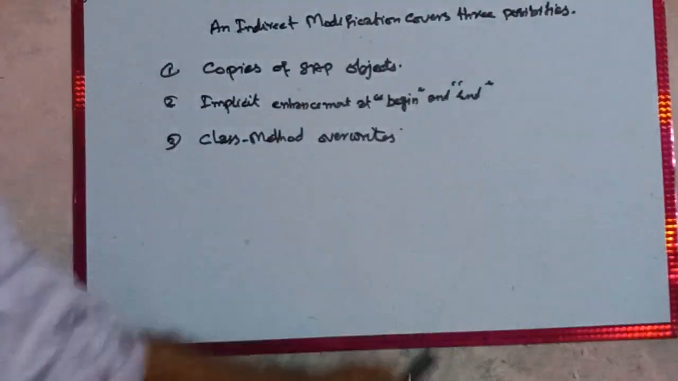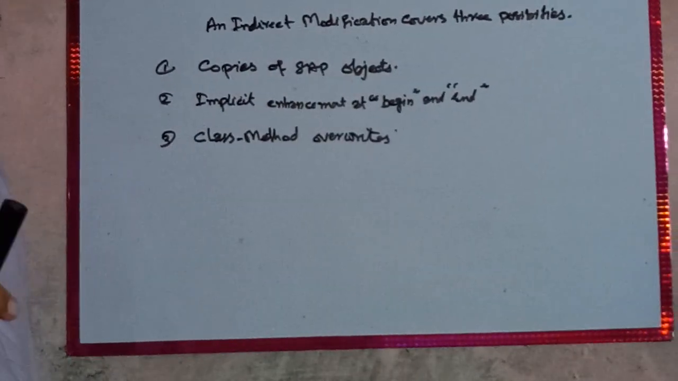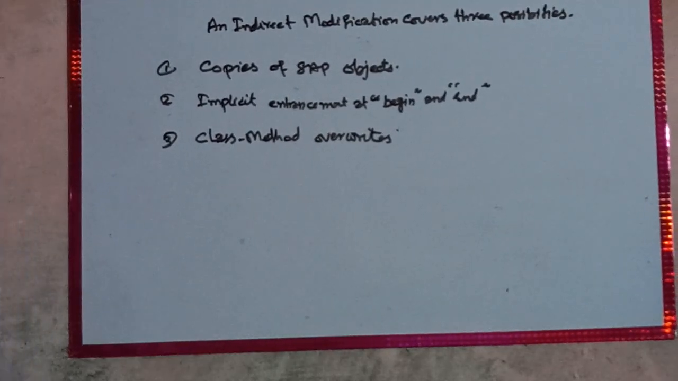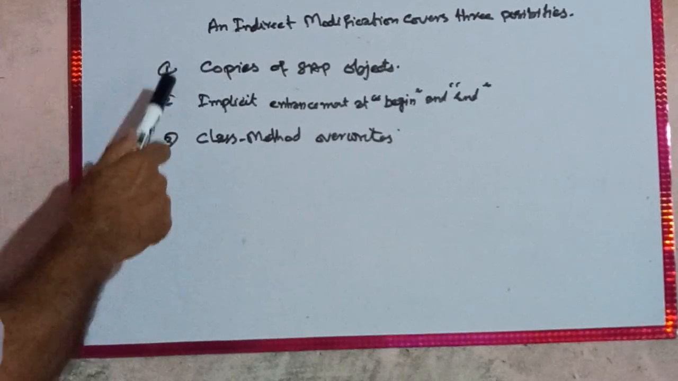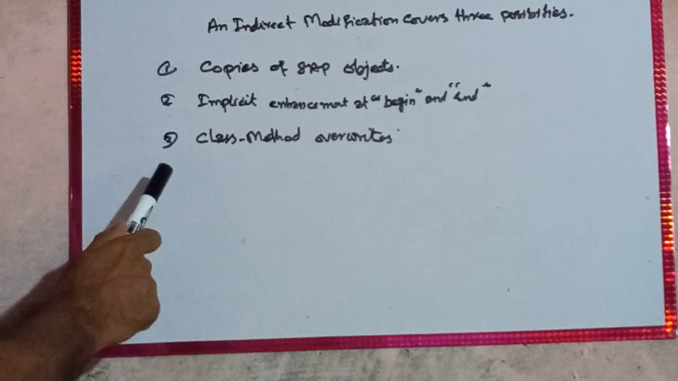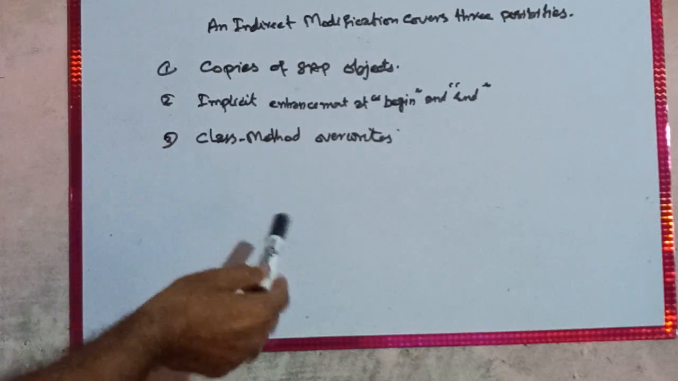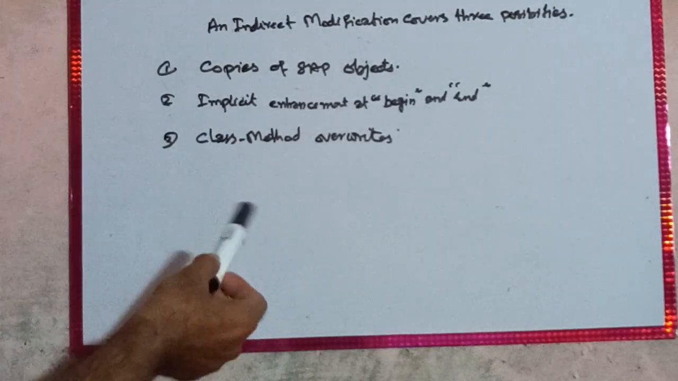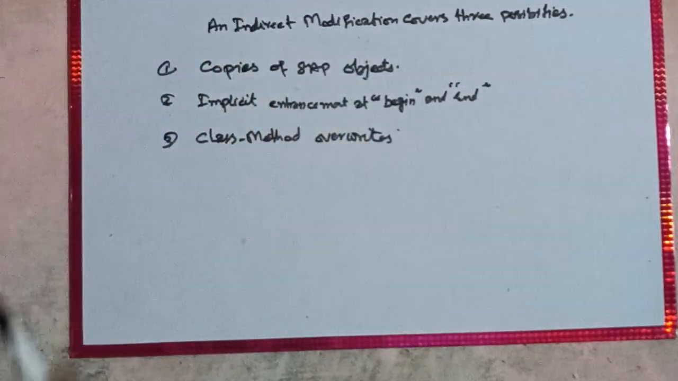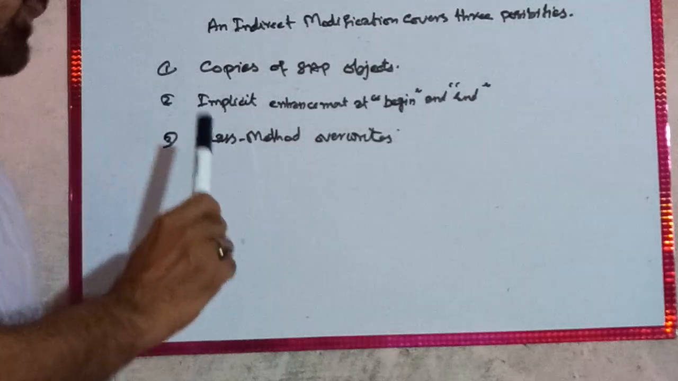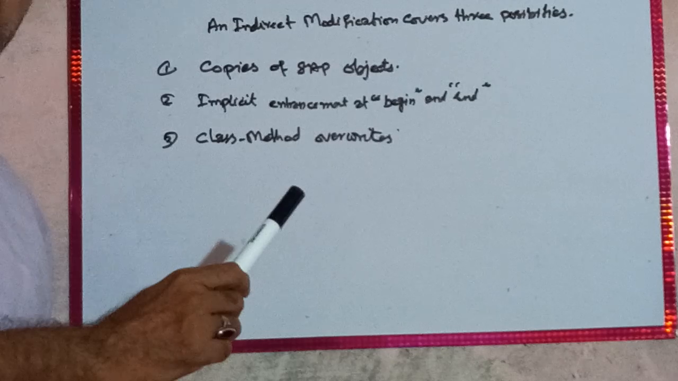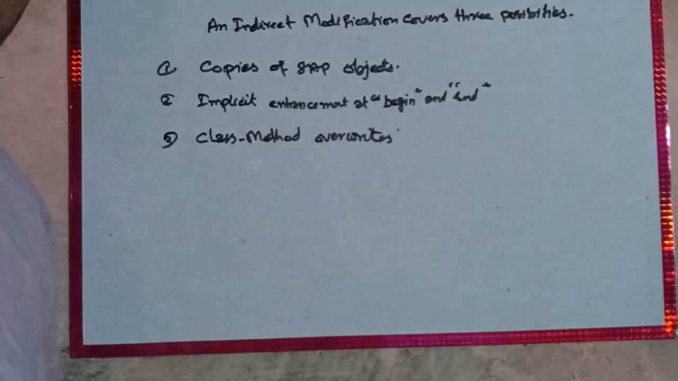Indirect modification covers three possibilities. Number one, copies of SAP objects, and implicit enhancement at begin and end, and class method overrides. These are the three possibilities in legacy code modification.